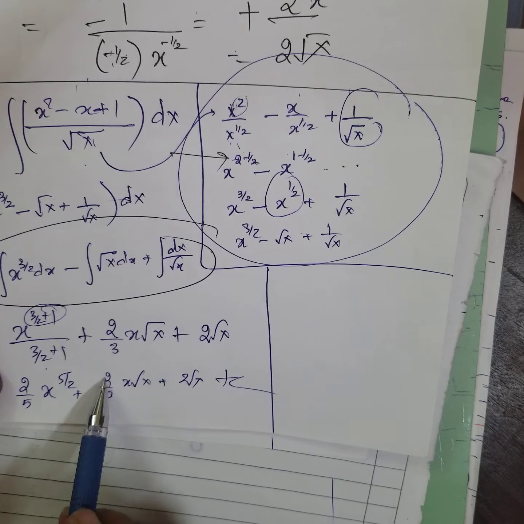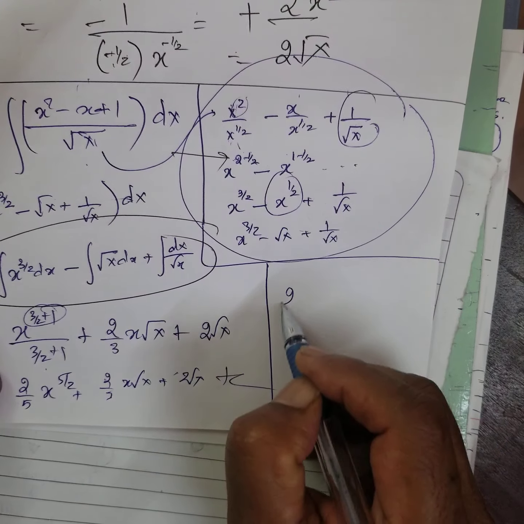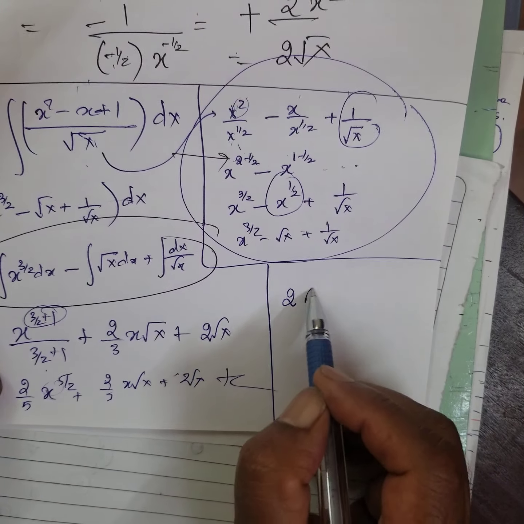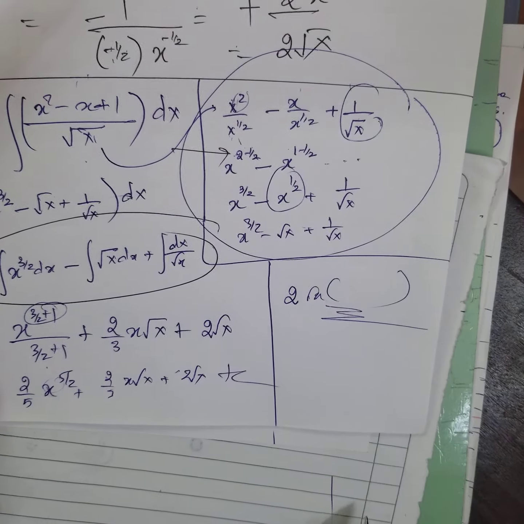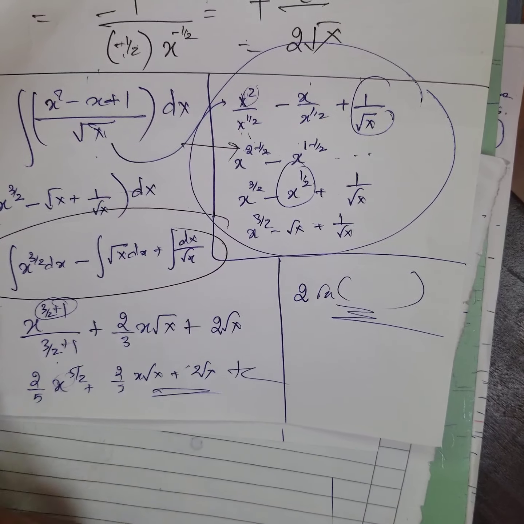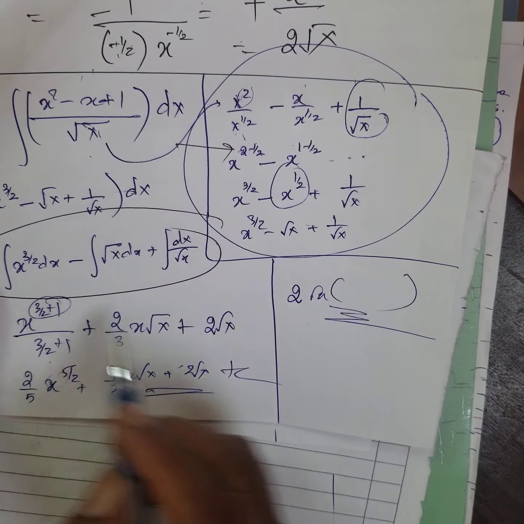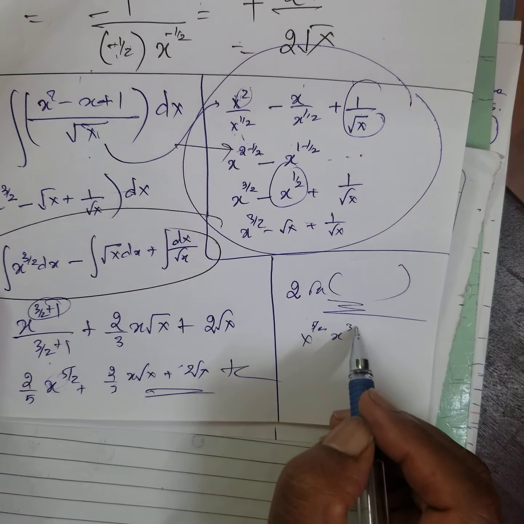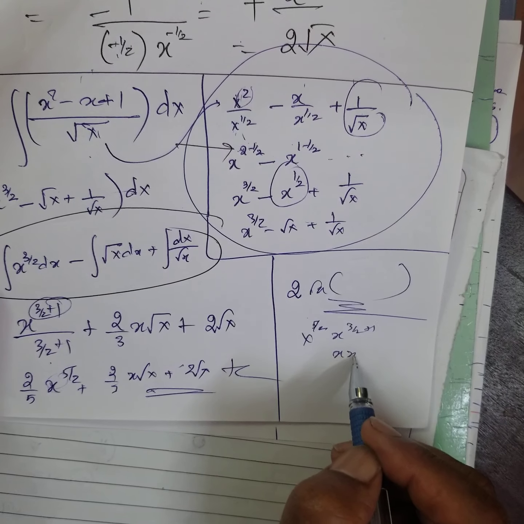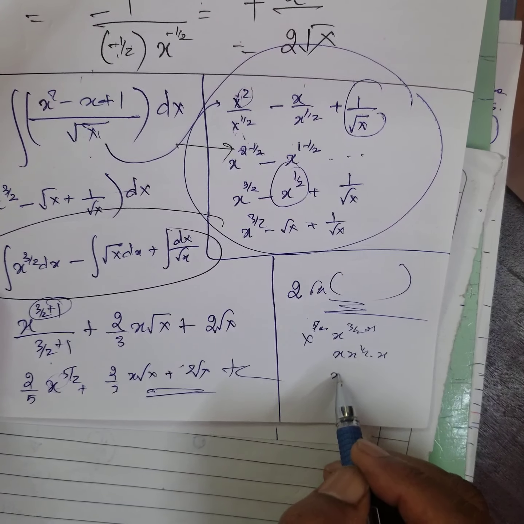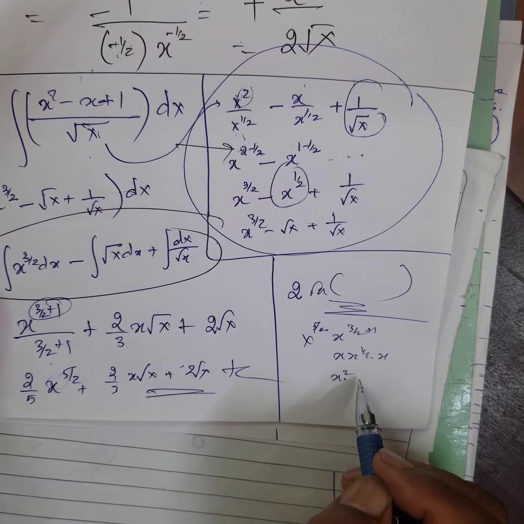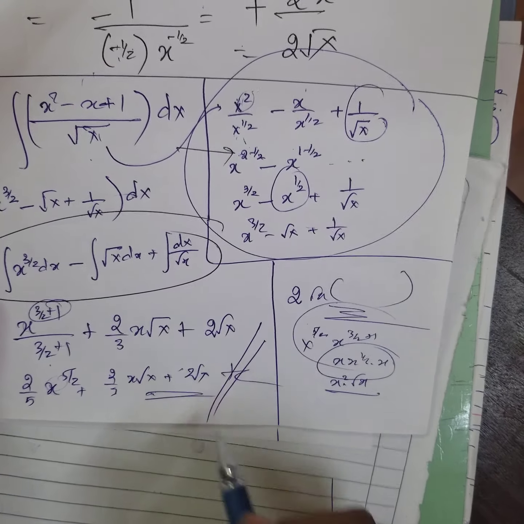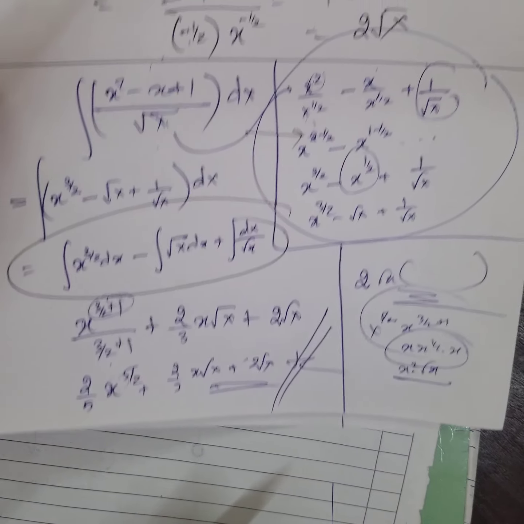Again, 2 is a common factor everywhere. Or root x also you can take out. You can simplify. See here, what is this? x to the power of 5 by 2 is x to the power of 3 by 2 plus 1, x into x, half into x. Therefore x square or root x will come. Therefore you can do any method, but you have integrated, that's all, right?